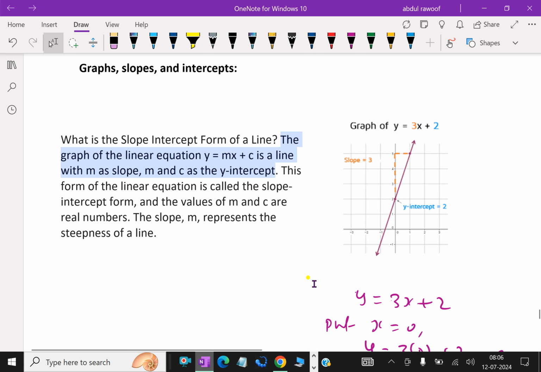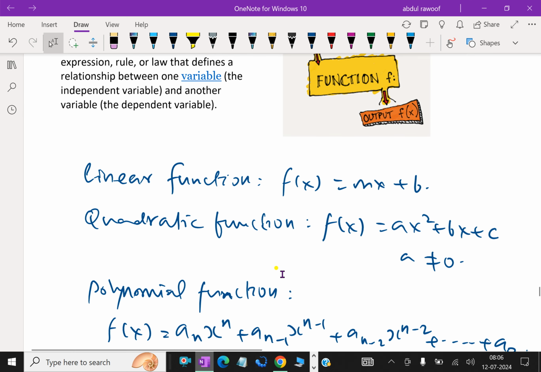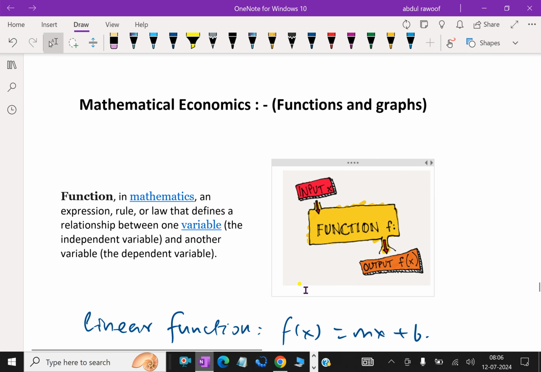So far we discussed mathematical economics, in that, functions and graphs and their uses.